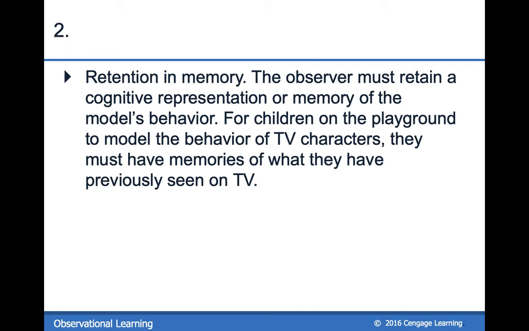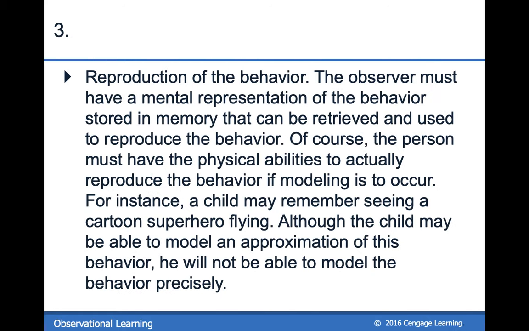Retention also has to occur in memory. So the observer has to retain a cognitive representation or memory of that model's behavior. For children in the playground to model the behavior of the TV characters, they actually have to have the memories of what they previously saw on TV. So if they weren't paying attention and they didn't remember what they did, obviously there's no way for them to replicate that behavior if they don't remember what they're supposed to do.